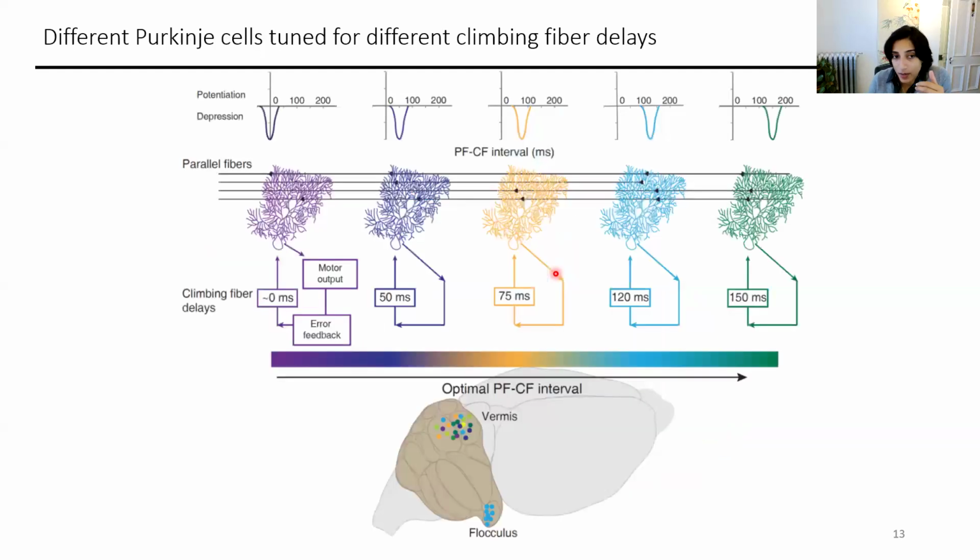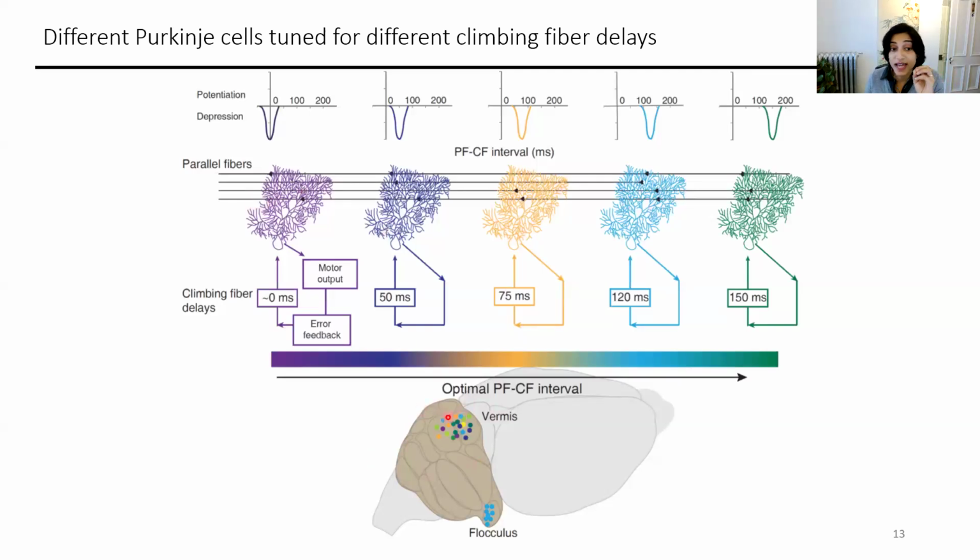We have this working model based on recordings that we did outside of the flocculus. In the flocculus there is one kind of error signal, which takes 120 milliseconds to come back, and therefore plasticity is tuned to this window of 120 milliseconds. There are other regions of the cerebellum that encode errors with different delays. And this is more a working model than proof, because the modality of the error is often very hard to map onto place in the mouse.